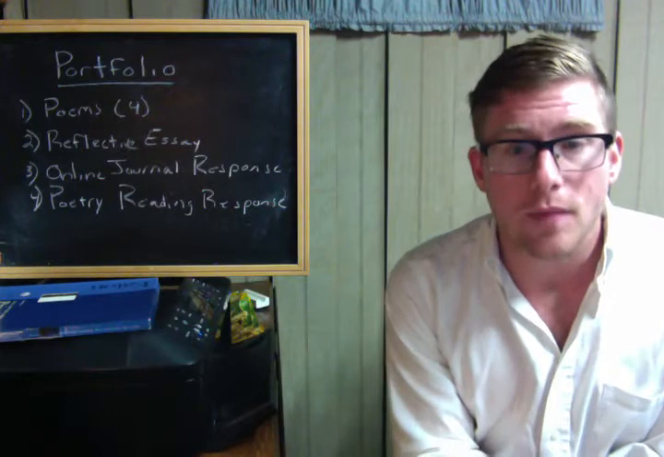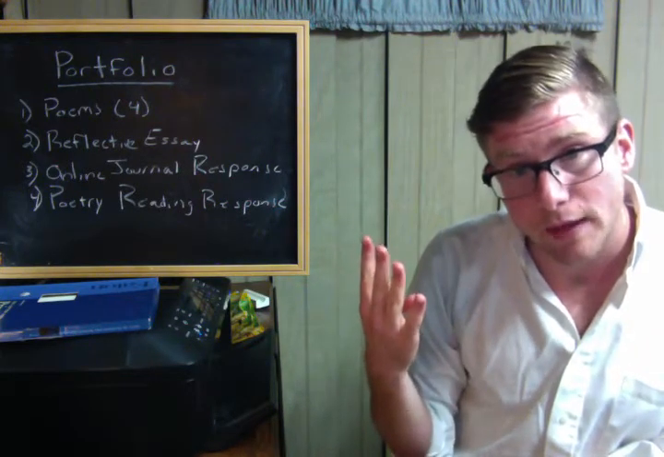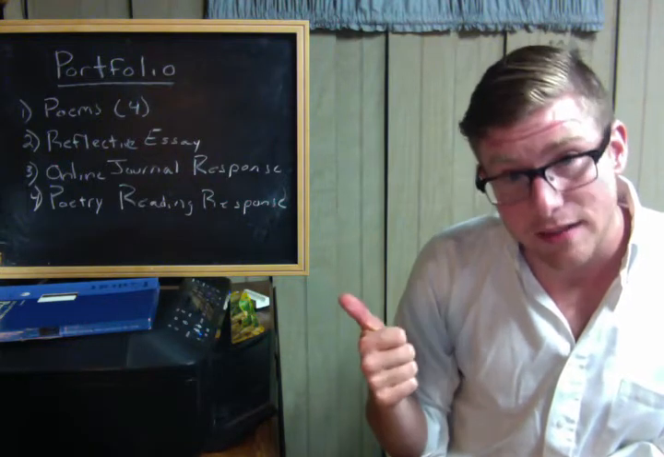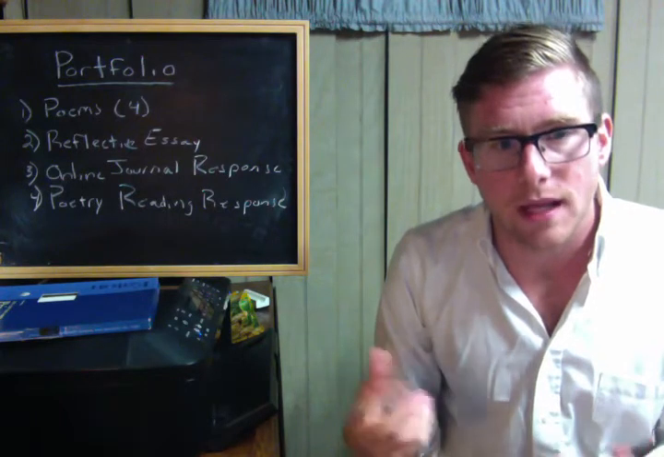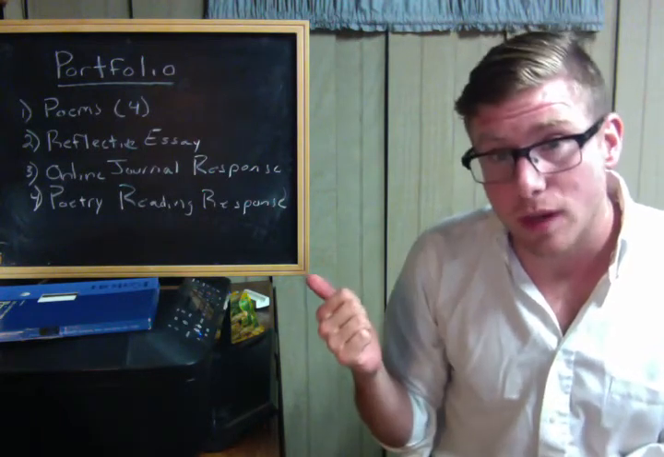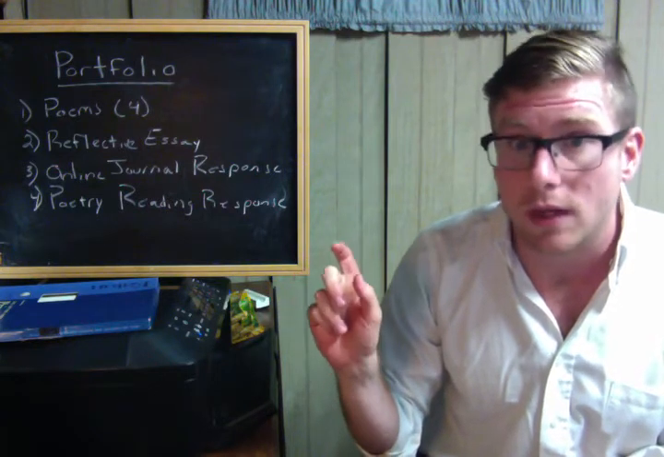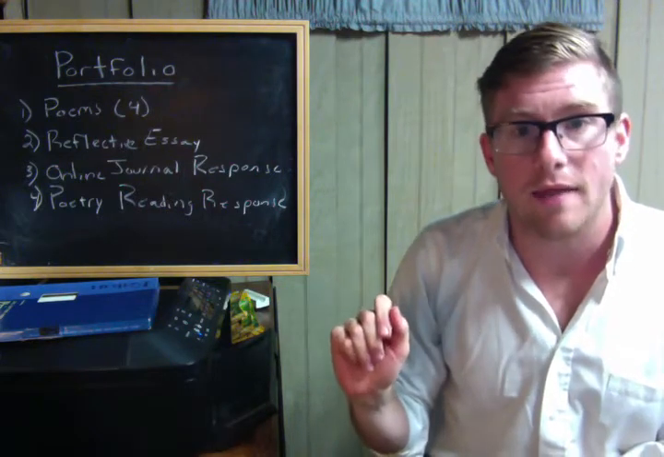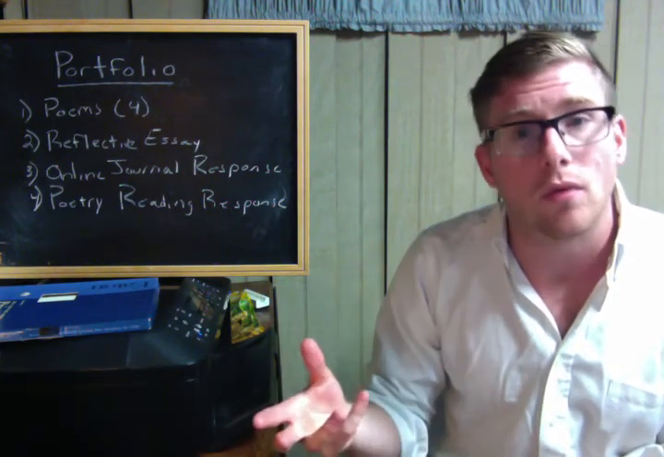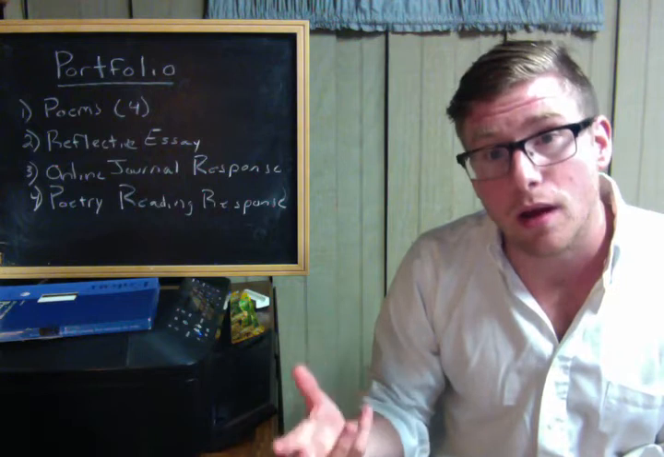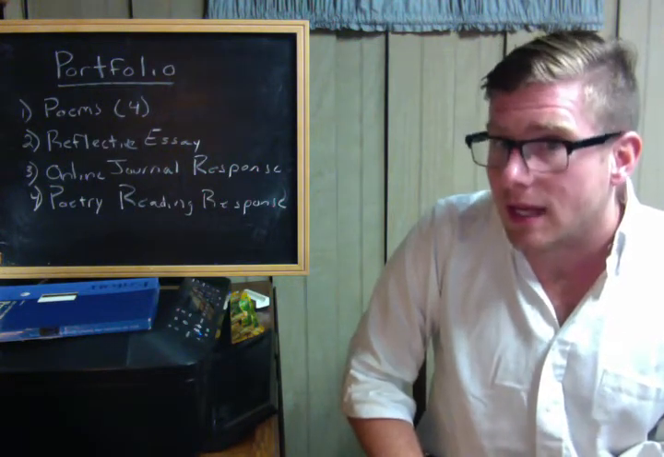Okay? So by way of review here, 4 revised poems. A reflective essay, 2 pages, double spaced. An introduction to your poems, a discussion of the course generally, and then the online journal response, right, where you pick one poem from an online literary journal and talk about it for one page, double spaced, and then a poetry reading response, where you watch a poetry reading online and then write one page, double spaced, in response to it. Okay? Pretty straightforward, I think.